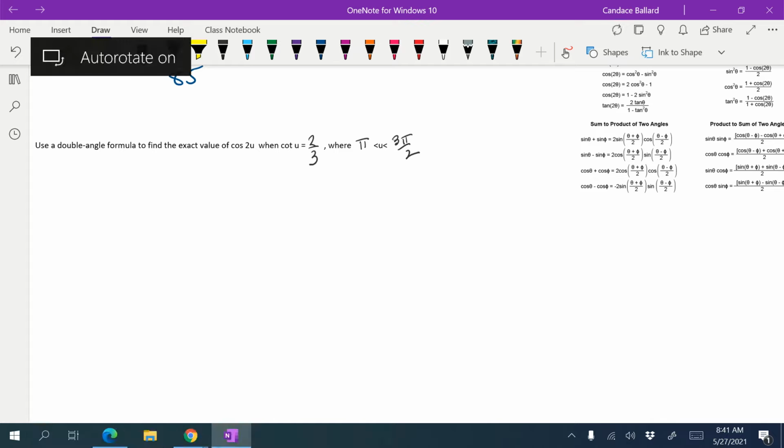We're going to use the double angle formula to find the exact value of cosine of 2u, given that the cotangent of u equals 2 over 3. And then they give us that u is between pi and 3 pi over 2.